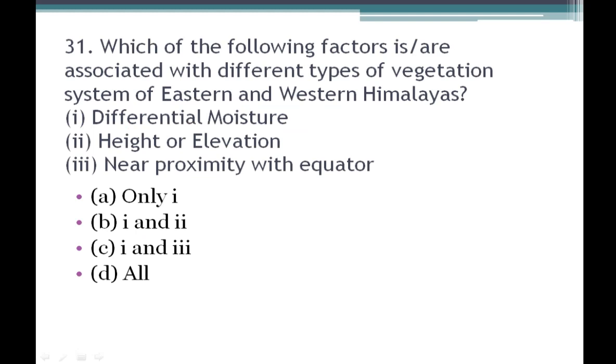Question number 31. Which of the following factors is or are associated with different types of vegetation system of Eastern and Western Himalayas? Number 1, differential moisture. Number 2, height or elevation. Number 3, near proximity with equator. So the correct option is option C, that is 1 and 3 only.